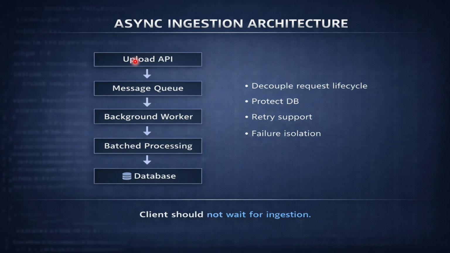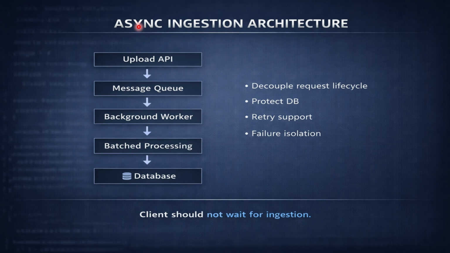We separate receiving the file from processing the data. So the file is being received here. And the moment the API receives the file, it does the basic validation, and then it will push to the message queue, and then it returns.